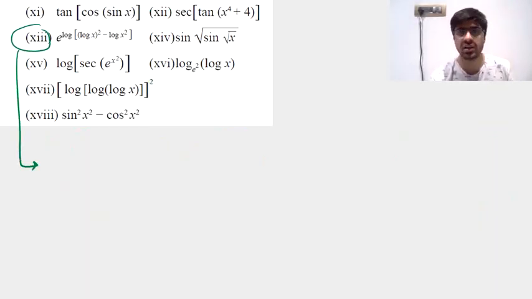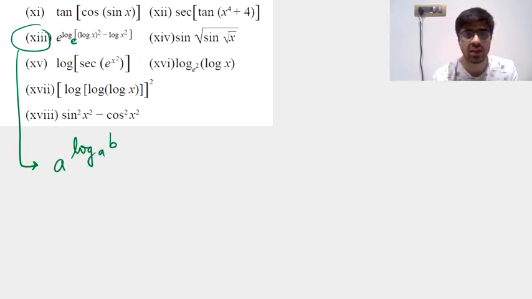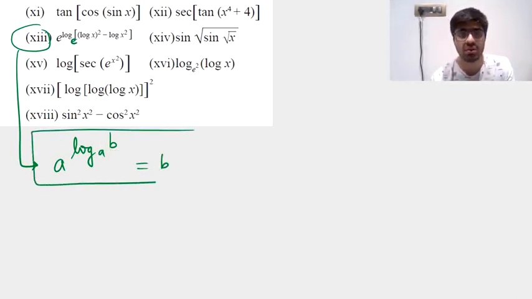Now here's where you need to be a little smart. You can't be always mechanical while solving these questions. e power log of something, the base is not mentioned, so by default it is e. If there is a power log b to the base a, the number in the power and in the base should be the same. So for such expressions, the value of the entire function will be the expression that you have inside the log. So the value for the full thing will be equal to b.